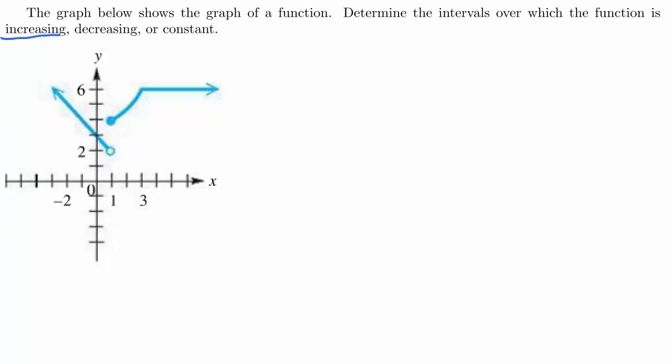Let me use just two different colors here. So I'm going to use increasing will be blue, decreasing will be green, and constant will be this purplish color. Okay, I'm going to start out with the increasing. What we mean by increasing is that as you're going from left to right, you always go from left to right. So increasing means you're going up from left to right. So that's increasing.